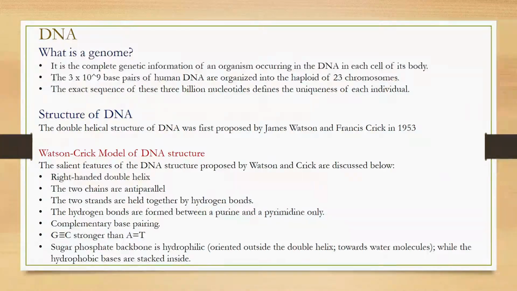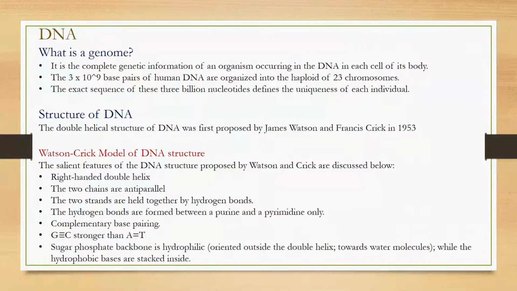Since many organisms like humans are diploid, they contain 2 equivalent sets of chromosomes, one from each parent. Their content of unique DNA is half, that is haploid, of their total DNA. For instance, humans are diploid organisms having 46 chromosomes per cell, the haploid being 23. The 3 x 10^9 base pairs of human DNA are organized into the haploid set of 23 chromosomes, and the exact sequence of these 3 billion nucleotides defines the uniqueness of each individual.